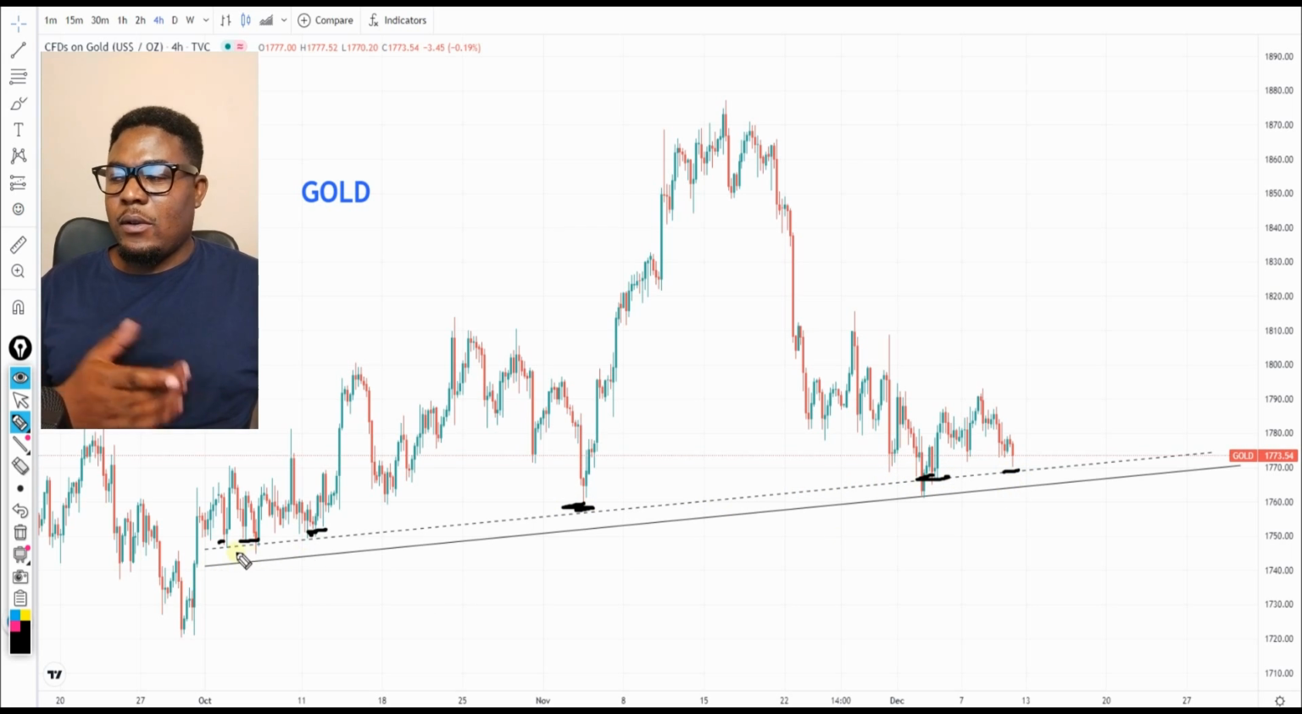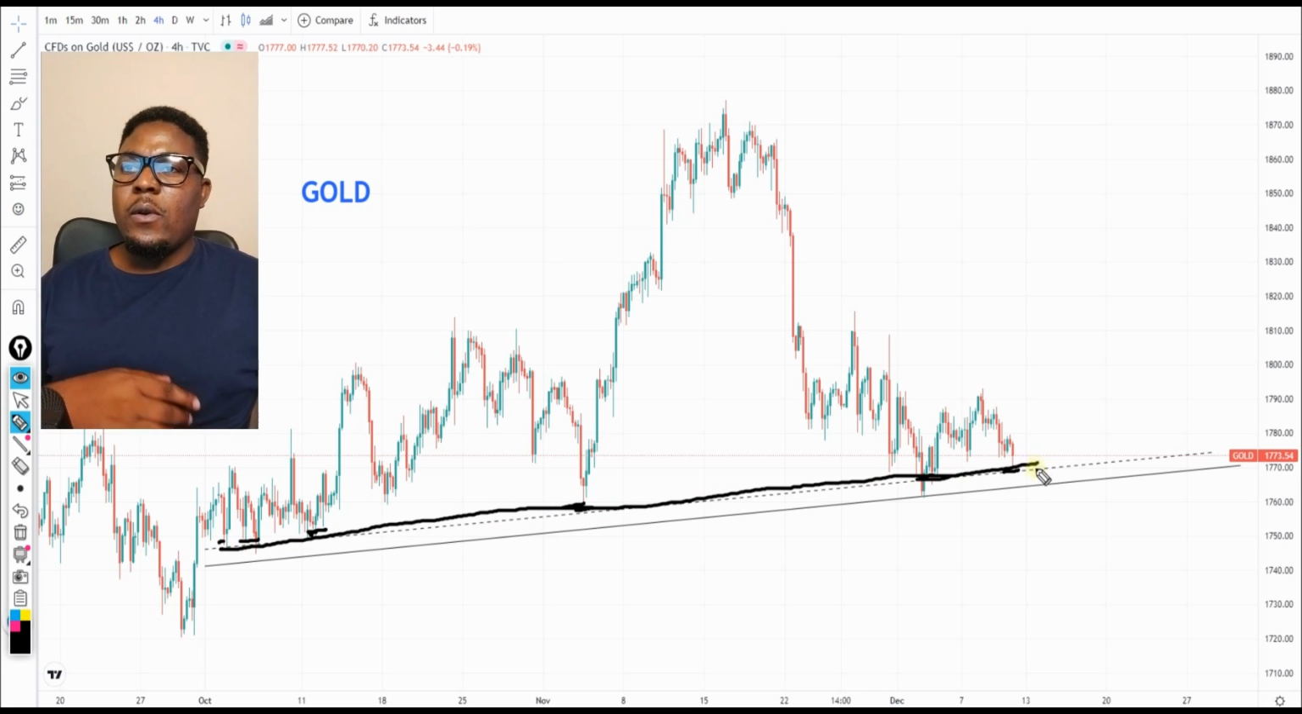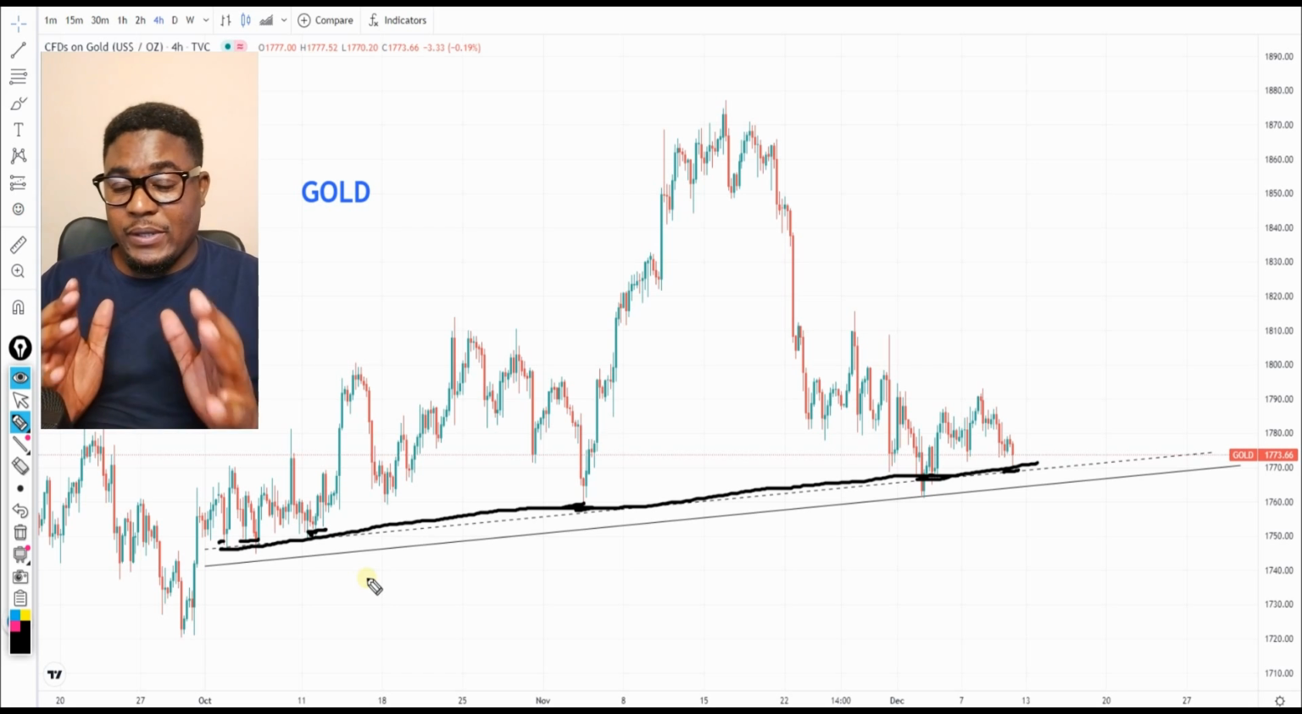If you still remember, I also talked about something like this yesterday. So what do we see at the moment on gold? Firstly, this thing, you should just teach yourself this.